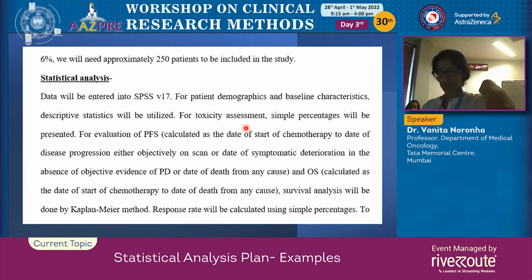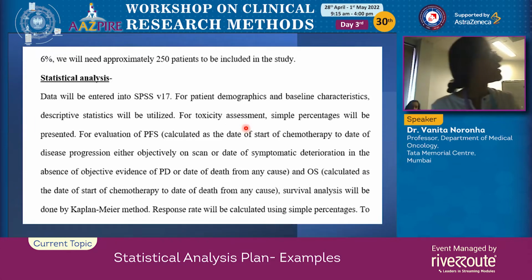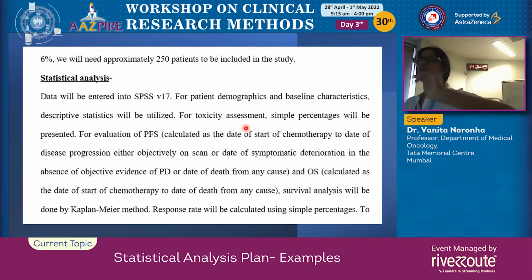So we wrote the protocol. This was the statistical analysis. And just pay attention to the definition of PFS and OS. So I said PFS from start of therapy to progression, either objectively or symptomatic deterioration or death, and OS from chemo to death from any cause. So I have not included any censoring here. So the assumption is that if the patient is lost to follow-up or not contactable, you will censor those patients, right? That's the standard thing. So now, however, this was a retrospective study going back about 5 or 7 years.